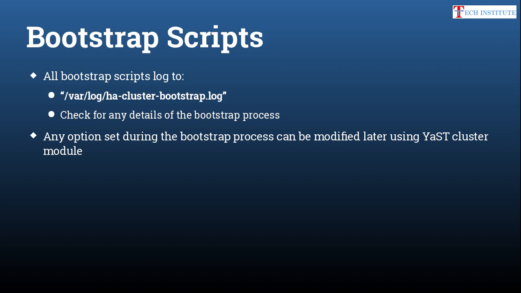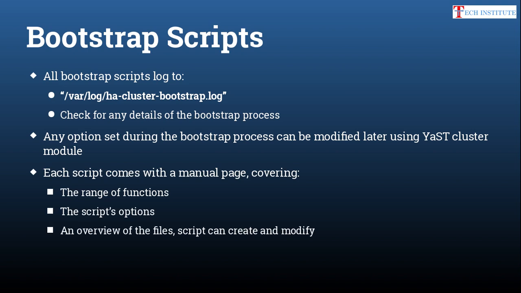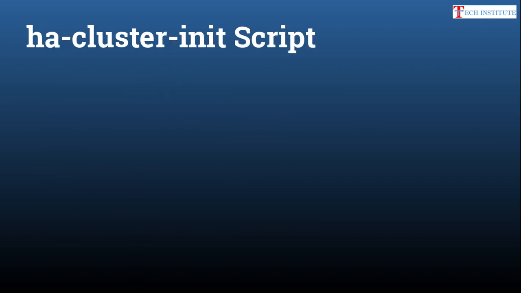And any option you are setting up during this bootstrap process execution, you can later change those options from the YaST cluster module. And all the scripts come with a manual page covering the range of functions it allows, what options it takes, and what files it can create and modify. Now we will be seeing more in detail about the ha-cluster-init script.